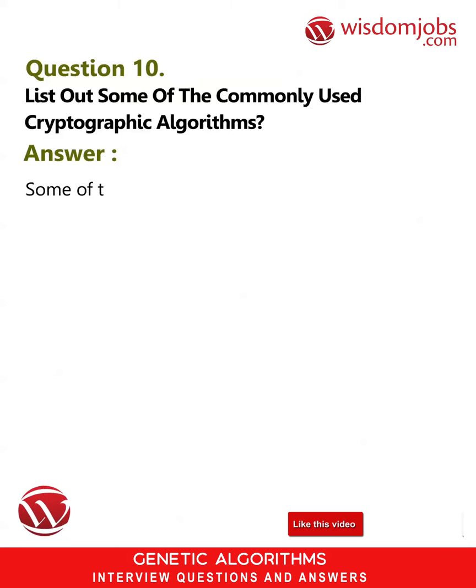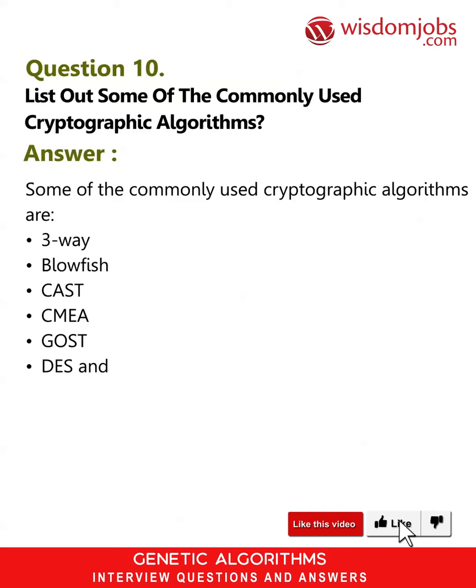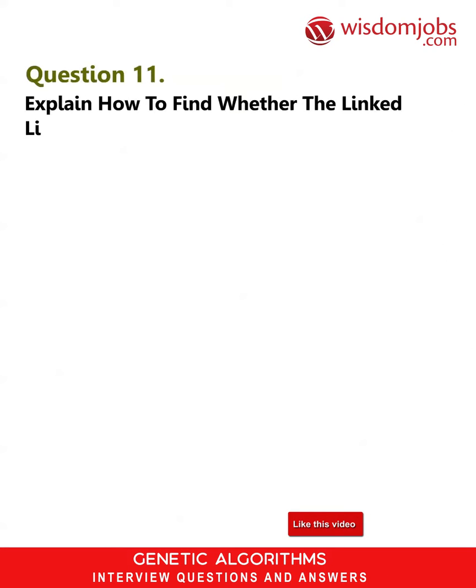Answer. Some of the commonly used cryptographic algorithms are Three-Way, Blowfish, CAST, Khufu, GOST, DES and Triple DES, IDEA, LOKI, and so on. Question 11. Explain how to find whether the linked list has a loop.